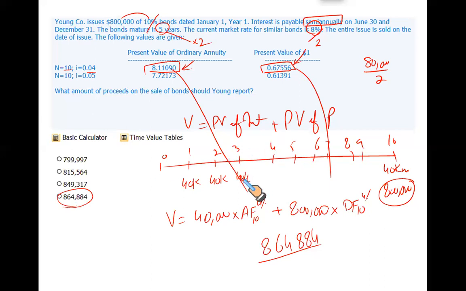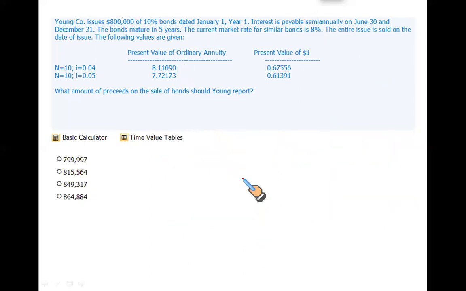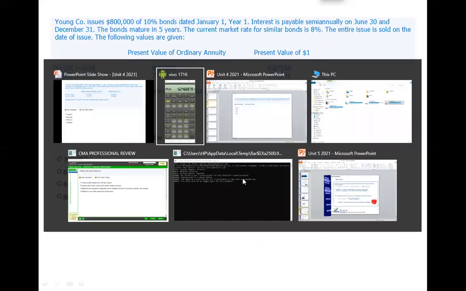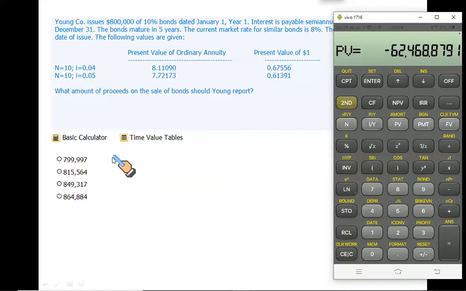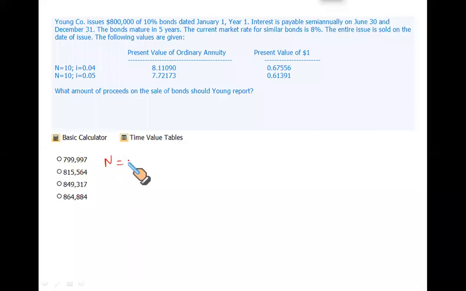Now let us do the same question using the smart approach, using the financial calculator. Let us see how we do it. So first we need to establish the inputs. They are going to be 10 periods because there is semi-annual payment. So periods must be multiplied with 2, 5 times 2, 10. Interest rate per period for discounting, 8 upon 2, 4%.